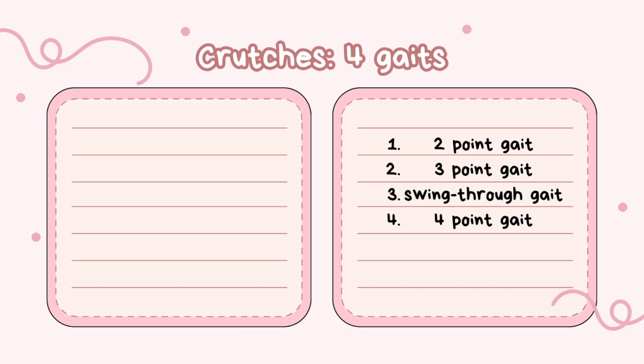When using crutches, a patient can use one of 4 different gaits. There is a 2-point gait, a 3-point gait, a swing-through gait, which is a variation of the 3-point gait, and a 4-point gait.